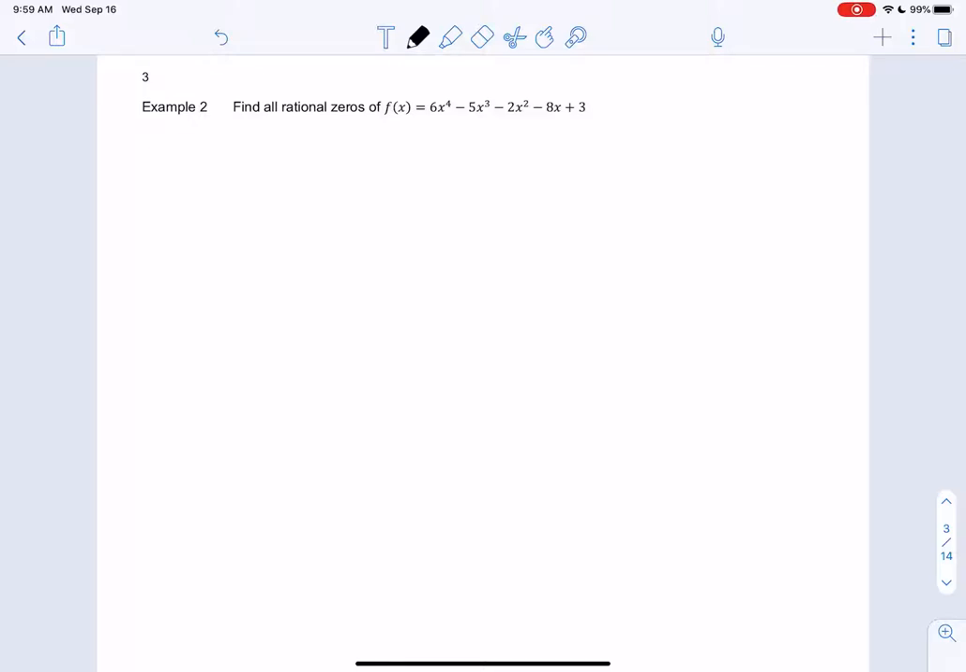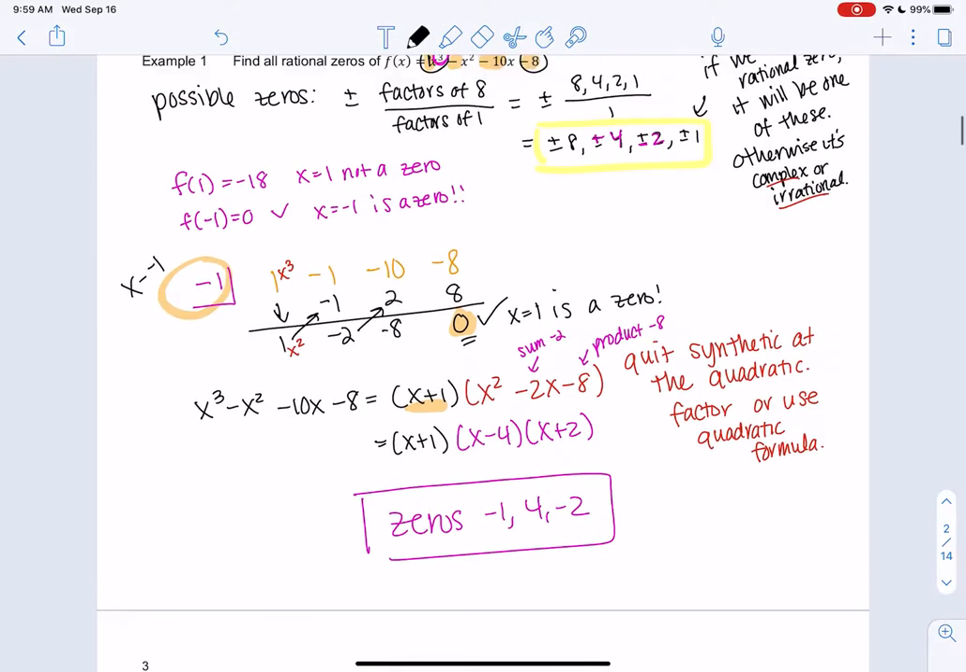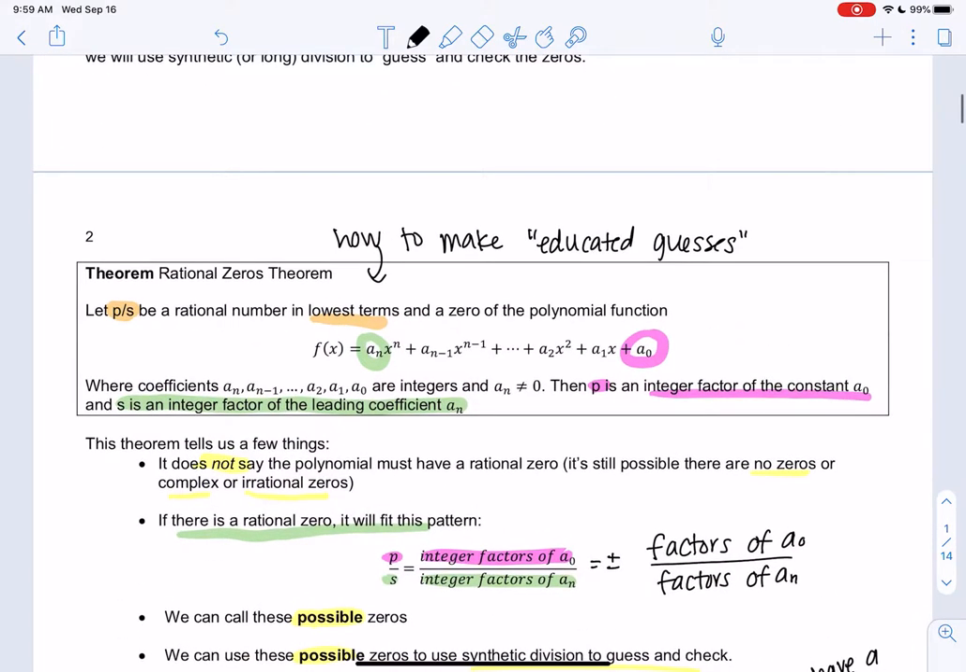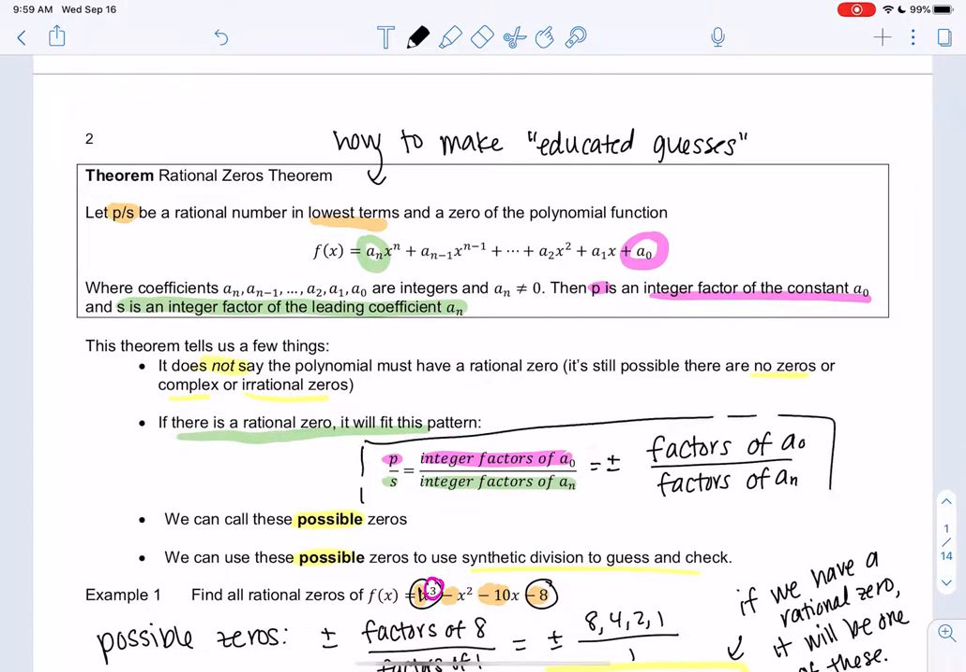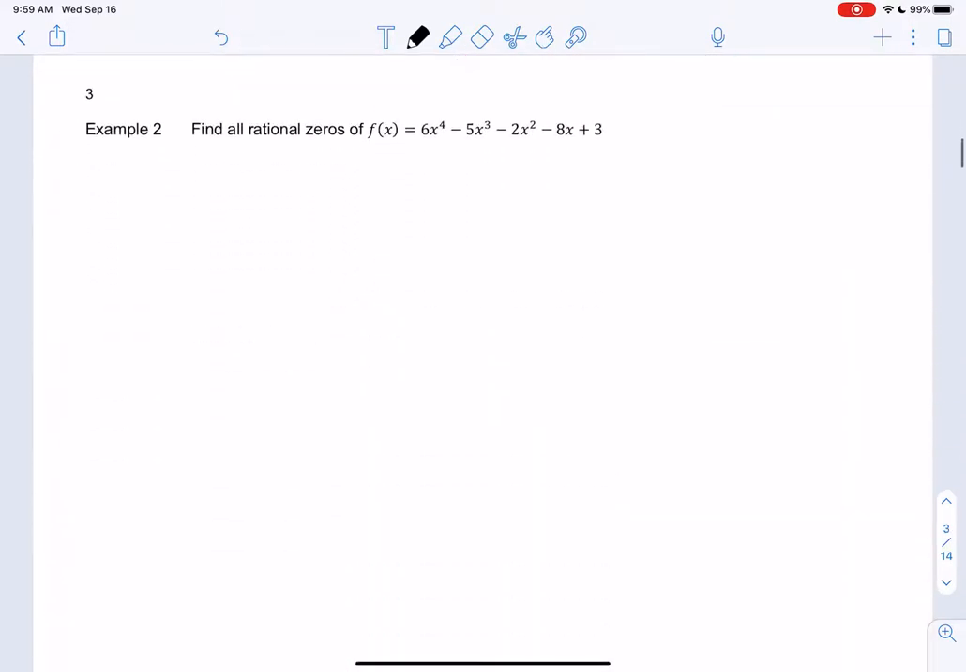Let's continue 3-4, and we're going to practice that rational zero theorem. So again, if we do have rational zeros, they'll fit this pattern. In this example, my a0 will be 3. A0 is the constant term, and my an is the leading term of 6. We want to find all rational zeros of 6x to the 4th minus 5x cubed minus 2x squared minus 8x plus 3. And what we know is it has at most 4 zeros for the degree of 4. At most 4 rational zeros.